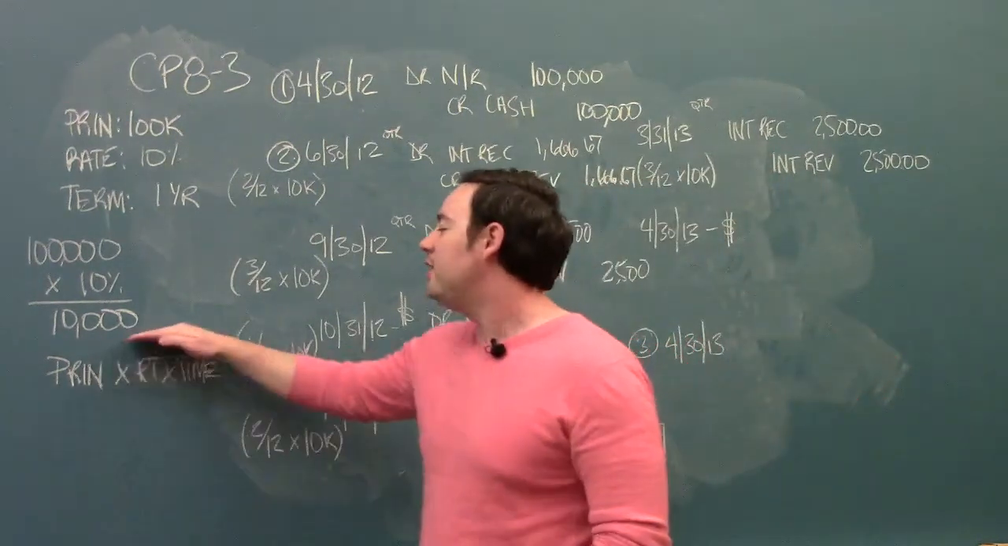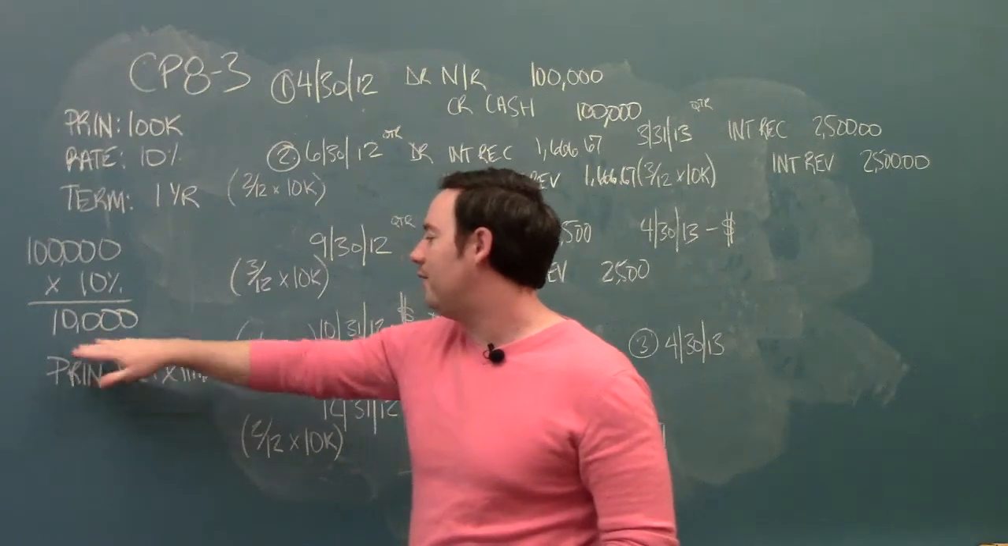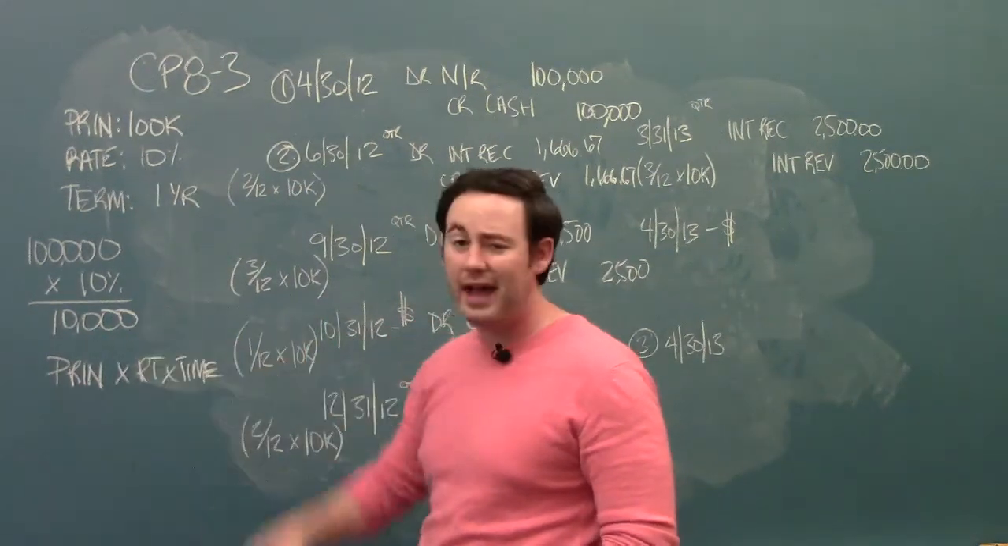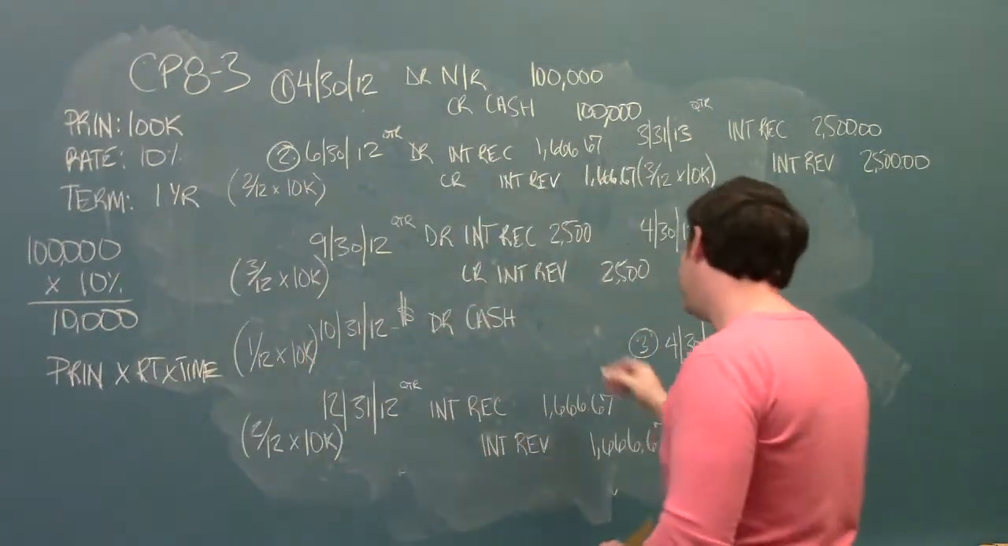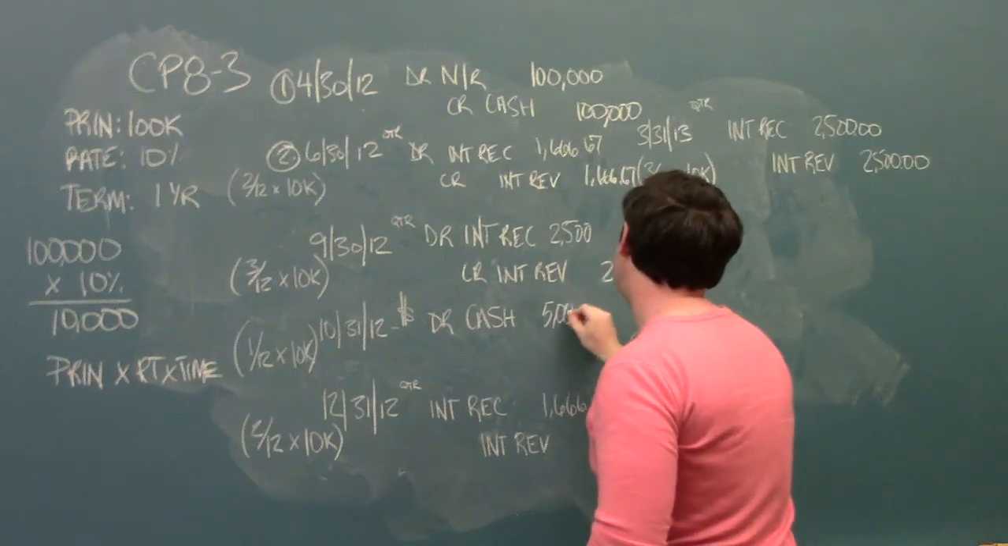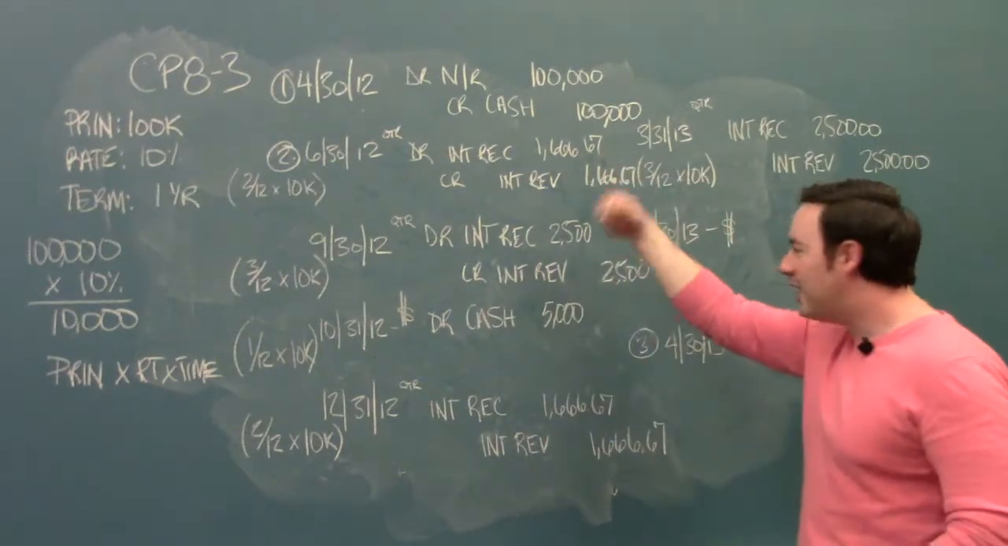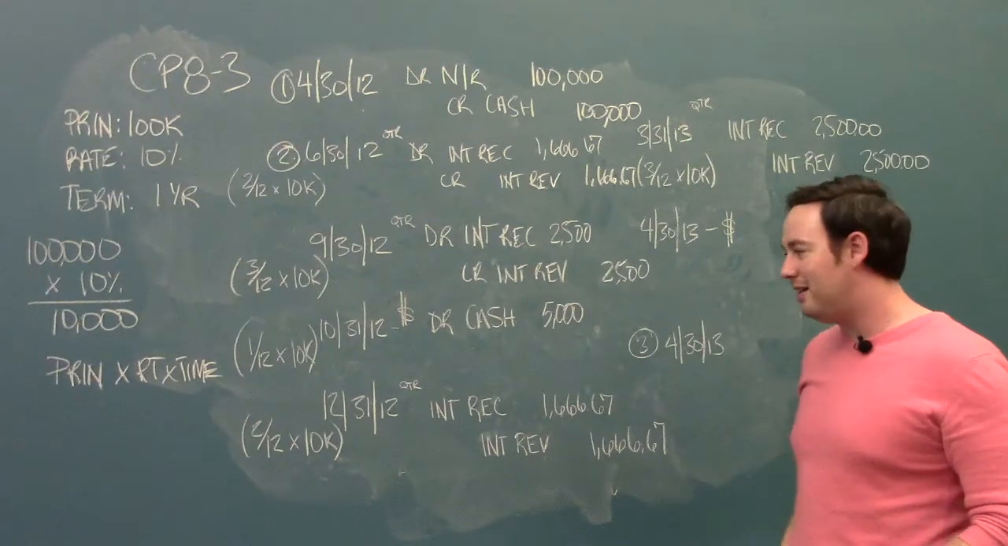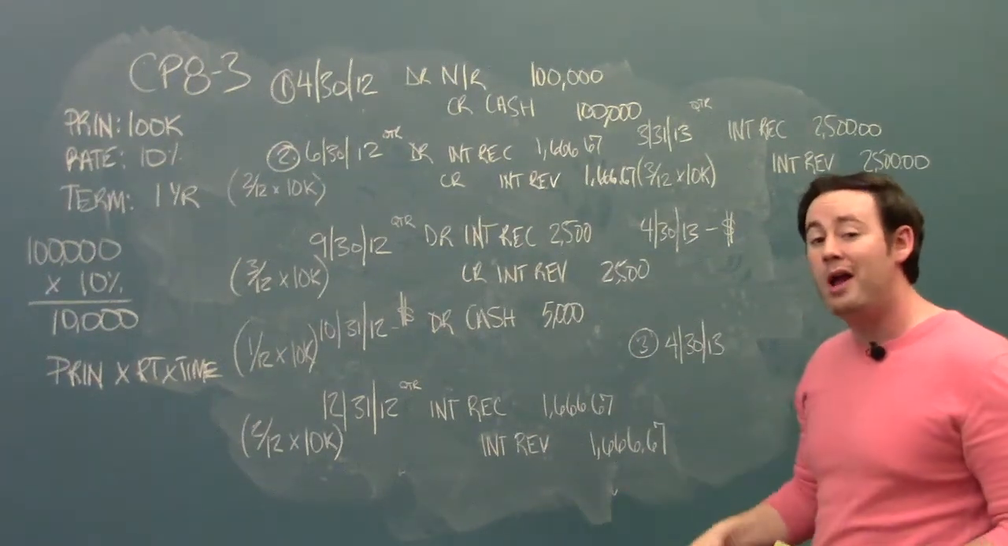If we know that the total amount that we should be receiving for the interest for 1 year is $10,000 and we're getting half now, we're getting $5,000. So this is how much cash we actually receive, right? But we have to get rid of some of these other journal entries that we made in the past, and we have to record one more account.